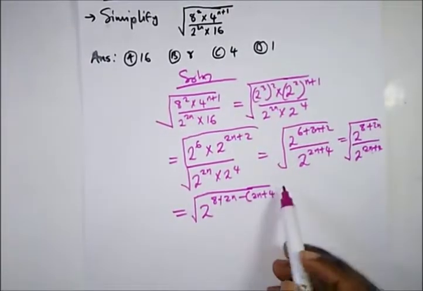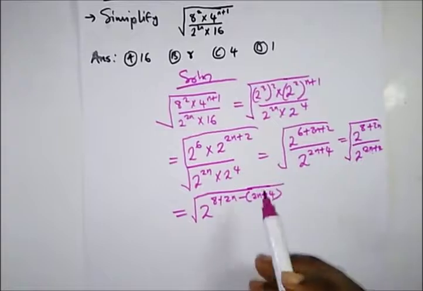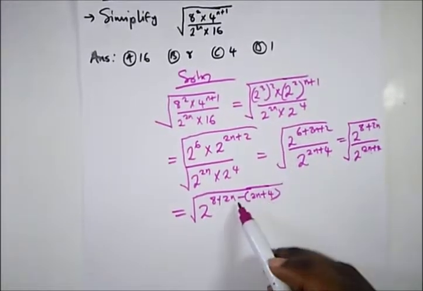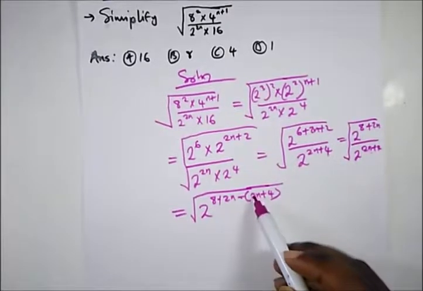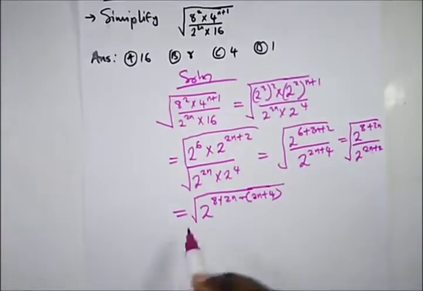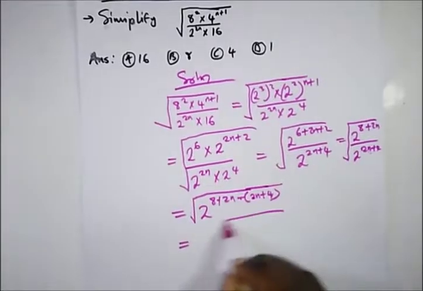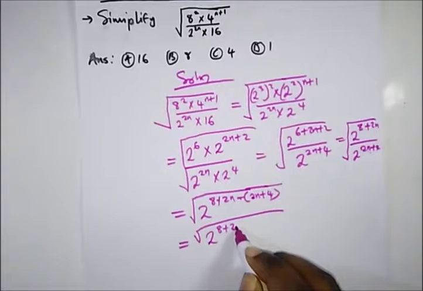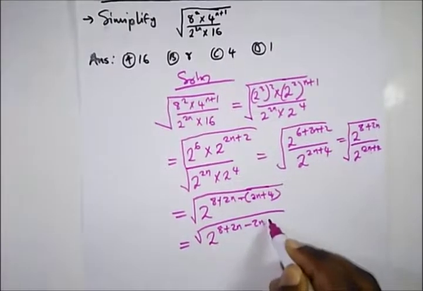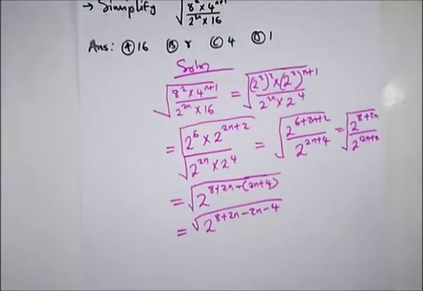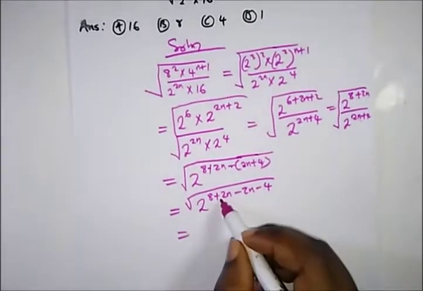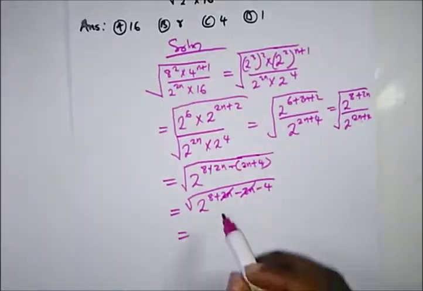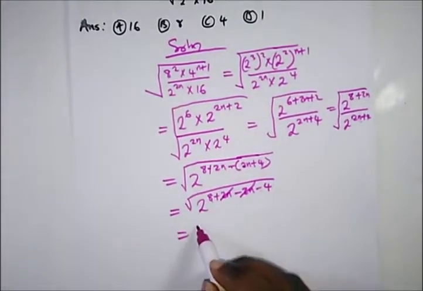Here we have to be very careful. You can make the mistake of just saying minus 2n plus 4. No, this is in a bracket. So when you are opening a bracket, this minus will affect this and also this sign. So what do we have here? We have the square root of 2 raised to the power 8 plus 2n minus 2n minus 4 when we open the bracket. So this plus 2n minus 2n is going to cancel out, which will give us a 0, and 8 minus 4 is a 4.